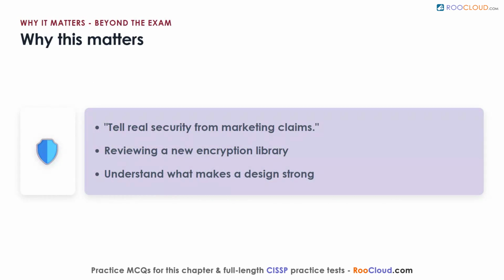Why does this matter beyond the exam? Because the algorithms you approve are built from these exact pieces. Picture a security architect reviewing a new encryption library. If a vendor claims a design is unbreakable, you need to know what actually makes it strong. Understanding the building blocks lets you separate real security from marketing. It also helps you reason about why an old algorithm finally fell.